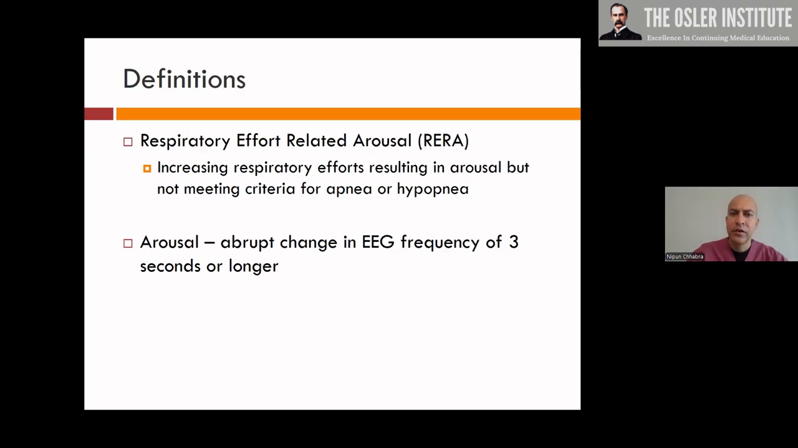These occur when there are increasing respiratory efforts that result in arousal, again an EEG change, but not meeting criteria for an apnea or hypopneic event. An arousal is defined as any abrupt change in the EEG frequency of at least 3 seconds. That's important because when we look at things like RDI versus AHI and upper airway resistance syndrome, which we'll also define, that's where these definitions really come into play, versus just looking at straightforward obstructive sleep apnea syndromes and categories when we're looking at the AHIs.